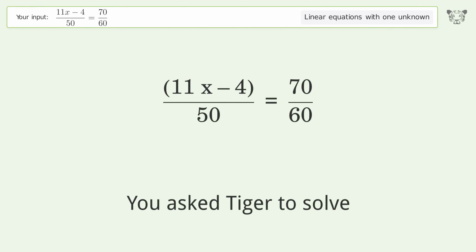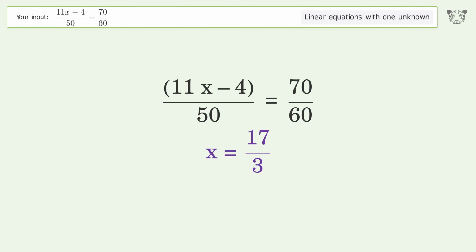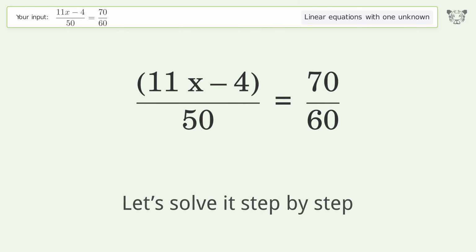You ask Tiger to solve. This deals with linear equations with one unknown. The final result is x equals 17/3. Let's solve it step by step.